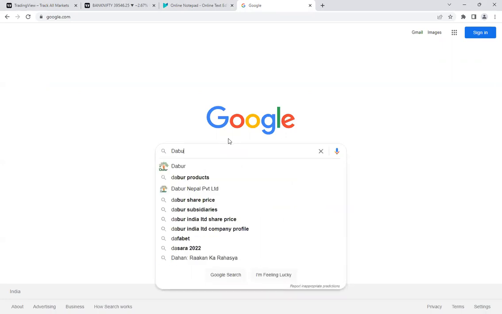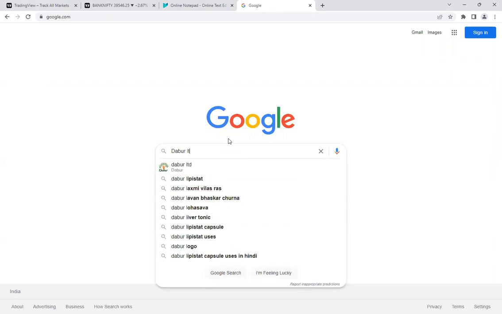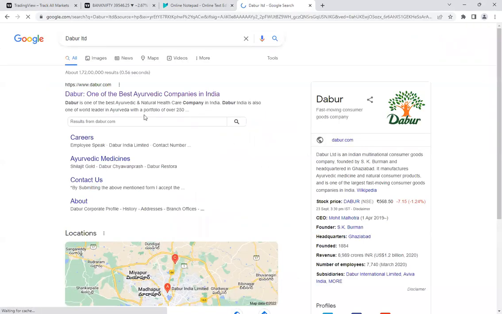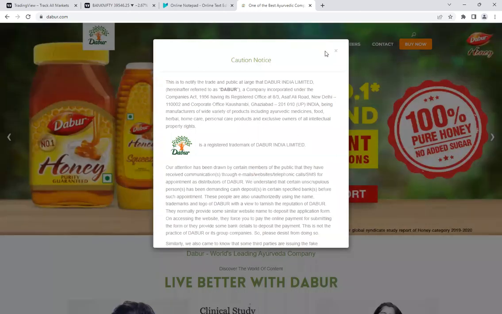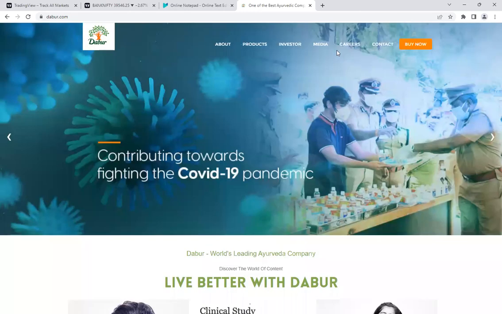For example, if I want to see the Dabur details, Dabur is a publicly traded company and it has its own website. So this is the Dabur website. I can get all the information, financial statements, annual statements, and all the other information from the management on this website. So don't prefer any other platforms.